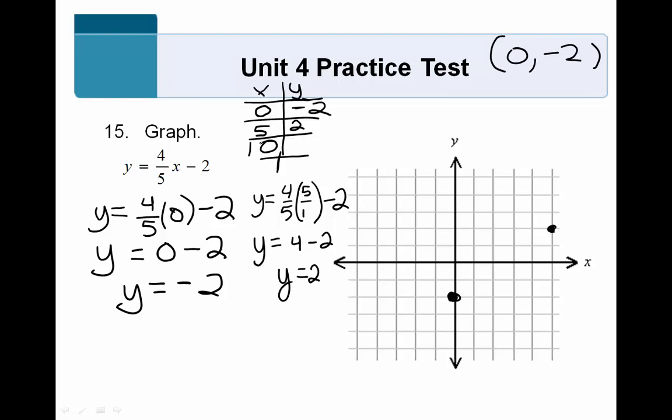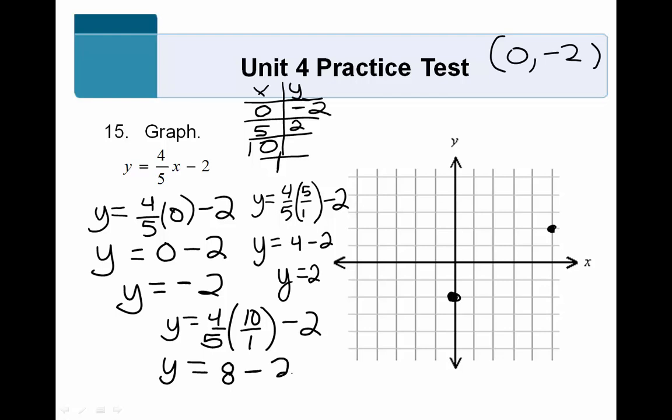Okay, so that means y will equal 4/5 times 10/1 minus 2. 4 times 10 is 40. 5 times 1 is 5. 40 divided by 5 is 8. 8 minus 2. That means y is equal to 6 here. So if x is equal to 10, y is equal to 6.